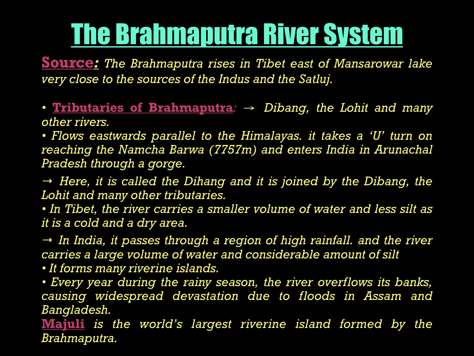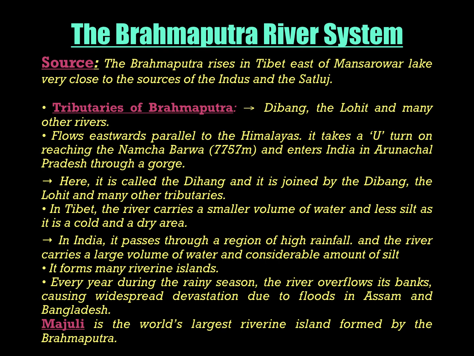The last Himalayan river system is the Brahmaputra river system. Look at the source of the Brahmaputra river system. The Brahmaputra rises in Tibet east of Mansarowar Lake, whereas the Indus was originating at the west of Mansarowar Lake, and it is very close to the sources of Indus and Satluj. The Dibang, the Lohit and many other rivers are the tributaries of Brahmaputra.